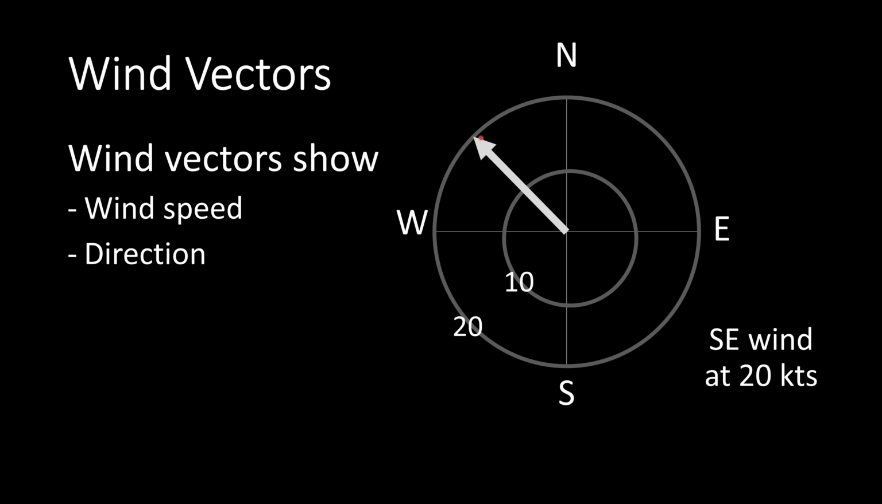And the second difference is that the intensity of the wind, or the magnitude of the wind, is indicated not by barbs or flags, but by the number of circles. So in this case, the wind speed is indicated by how far away from the center you are. You've got 10 knots and then you have 20 knots. So wherever the tip of the vector ends up, that's the intensity or magnitude of your wind. And so that's how we represent a southeast wind at 20 knots in terms of a wind vector.